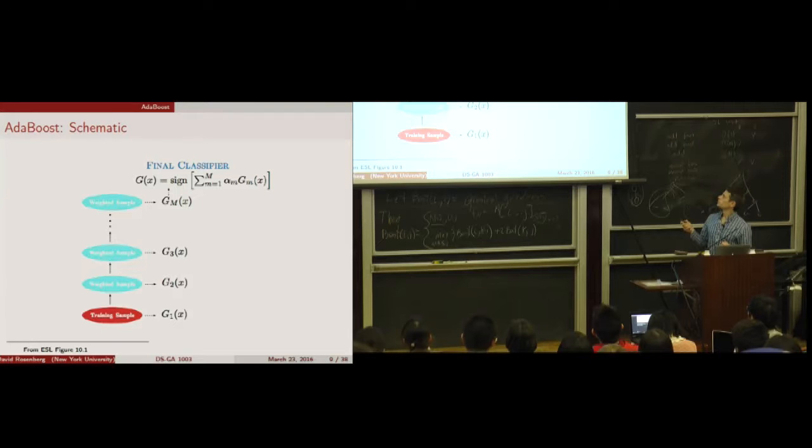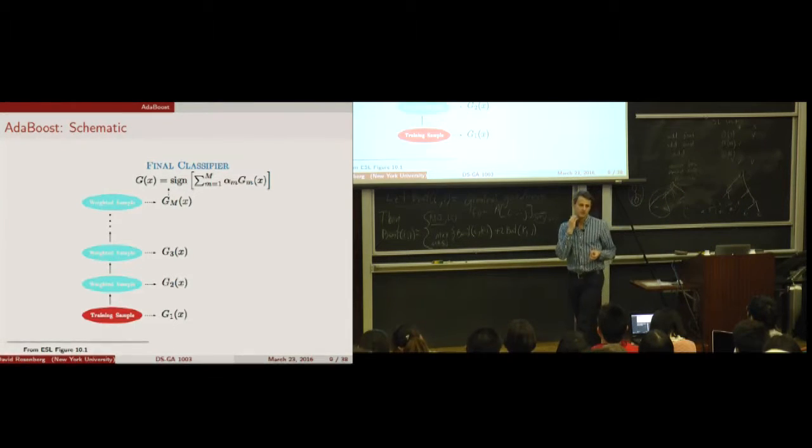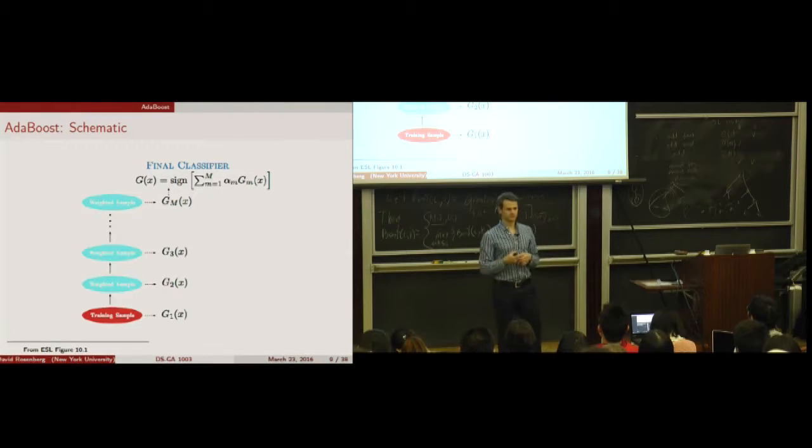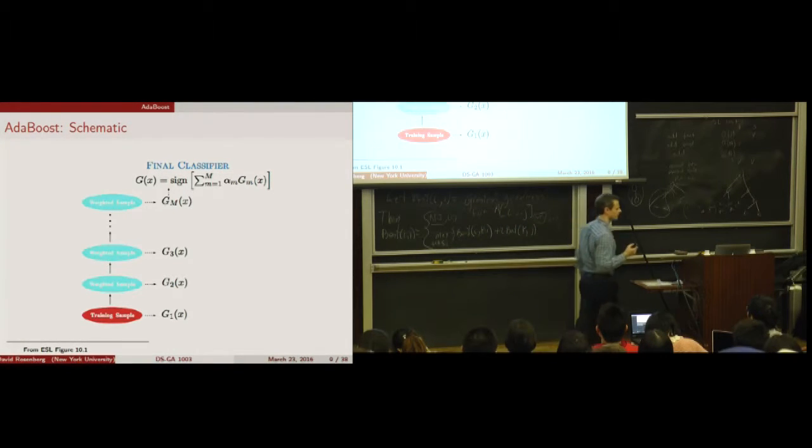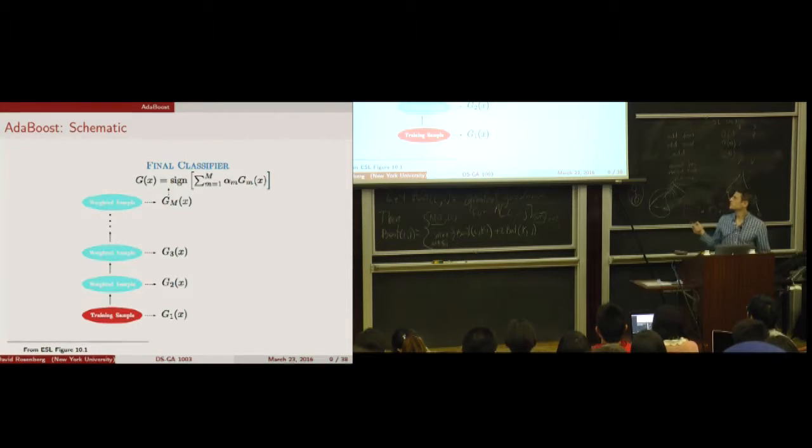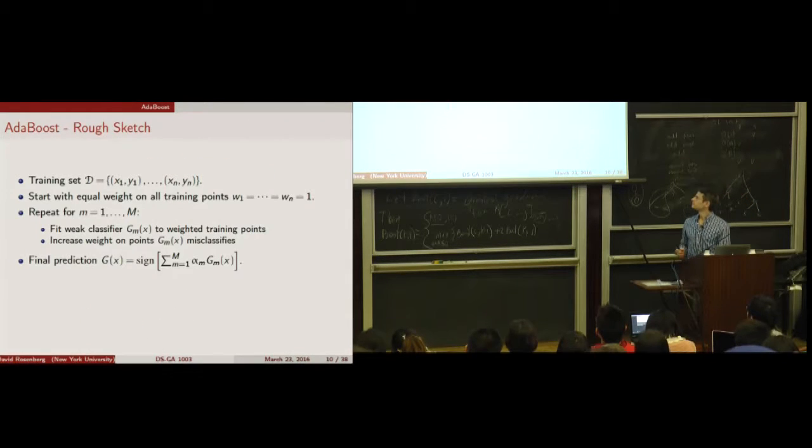And then what do we do at the end? We take a linear combination of them. The specific way we do that, we'll talk about shortly. And what kind of value is this linear combination going to be? Is it going to be negative 1, 1? No, it's going to be a linear combination of negative 1s and 1s, which is not negative 1 or 1. It could be any real number so far. So we take the sign of it to convert it back to a classification. OK, that's the big picture.